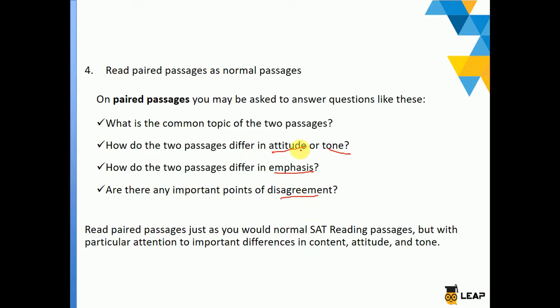You must attempt each passage as though it is one passage in itself. That is how you will actually get the essence of it. And once you get the essence of it, it will be easier for you to compare both passages based on the main points that you yourself have extracted from it. So read paired passages just as you would read normal SAT reading passages, but with particular attention to important differences in content, attitude, and tone.